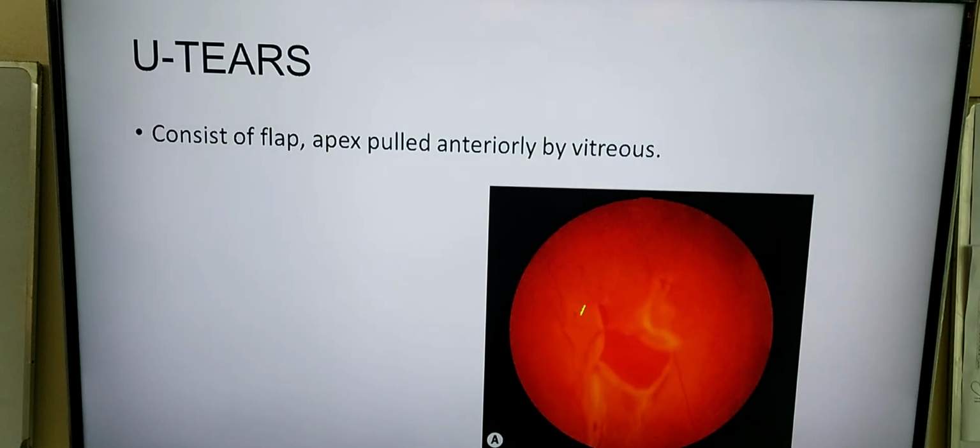This picture here shows a U tear. It consists of a flap. The apex is pulled anteriorly by the vitreous. So what happens is a U-shaped tear forms, and the base is attached to the retina while the apex is pulled anteriorly into the vitreous by vitreous adhesion.